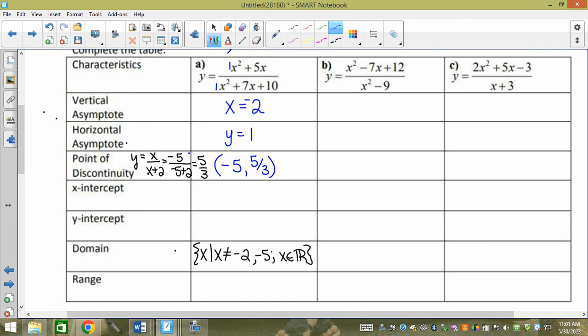What is my range? Y such that y can't equal what? Y is now everybody else.